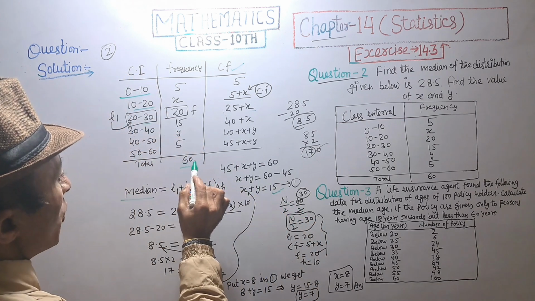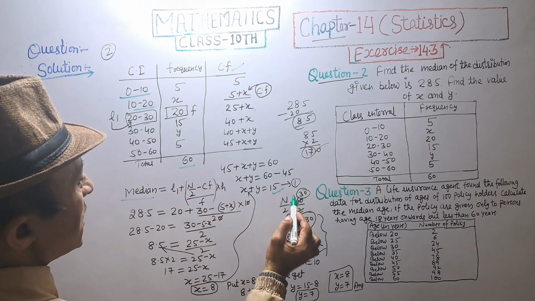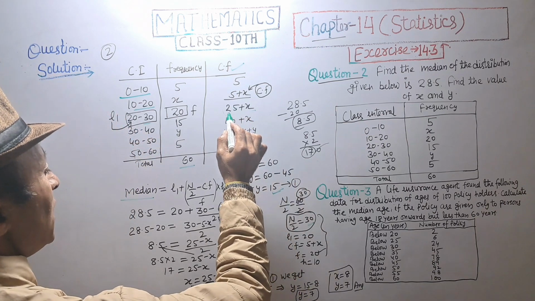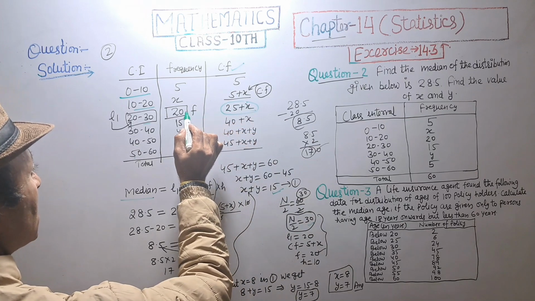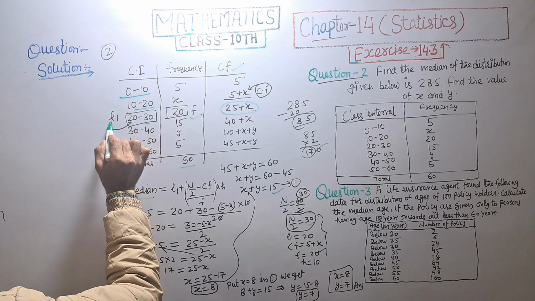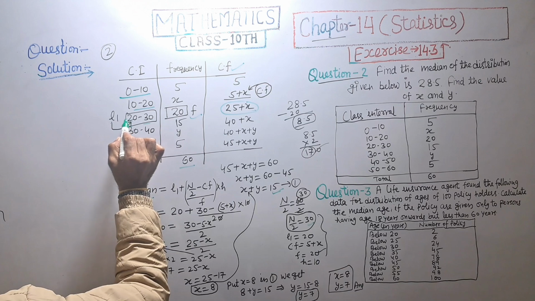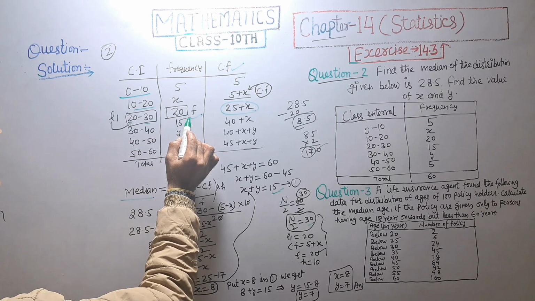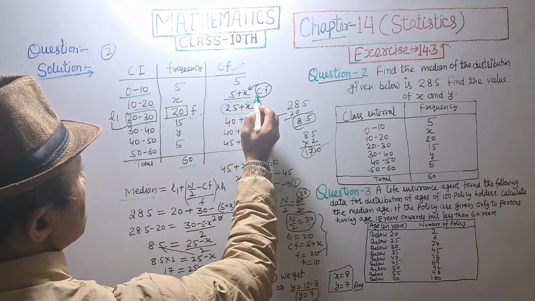N/2, where N is the total frequency sum of 60. So N/2, 60 divided by 2, is equal to 30. In cumulative frequency, 30 lies here, and in the same direction this is F. In the class interval 20 to 30, L1 is equal to 20, F is 20, and CF is 5 plus x.